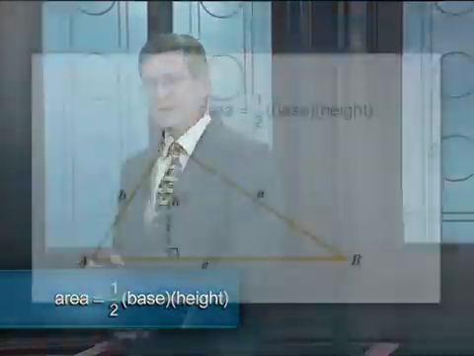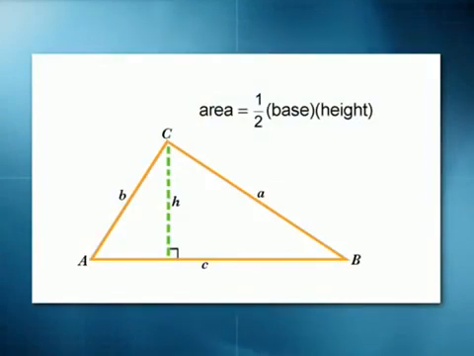So here's the setup. Here's a triangle, ABC, our usual setup in this lecture. And let's drop the perpendicular from vertex C down to the side AB, down to side c. And that we'll call the altitude or the height of our triangle. So what's the area now of this triangle? Well, it's 1/2 base, which is c, times the height h.